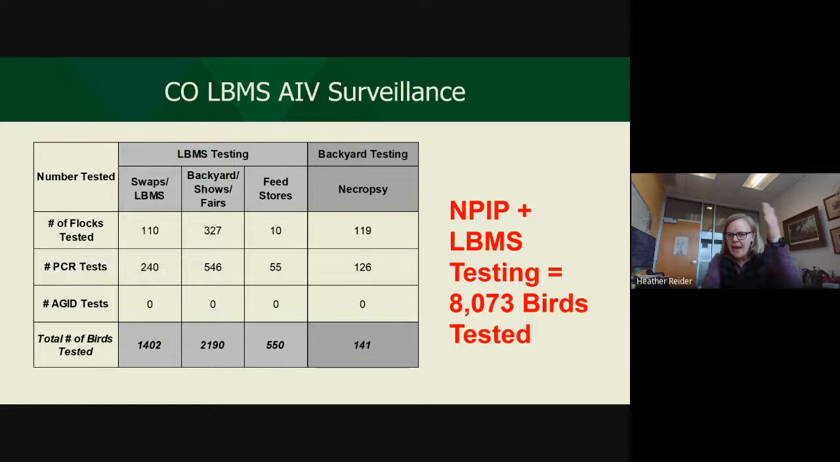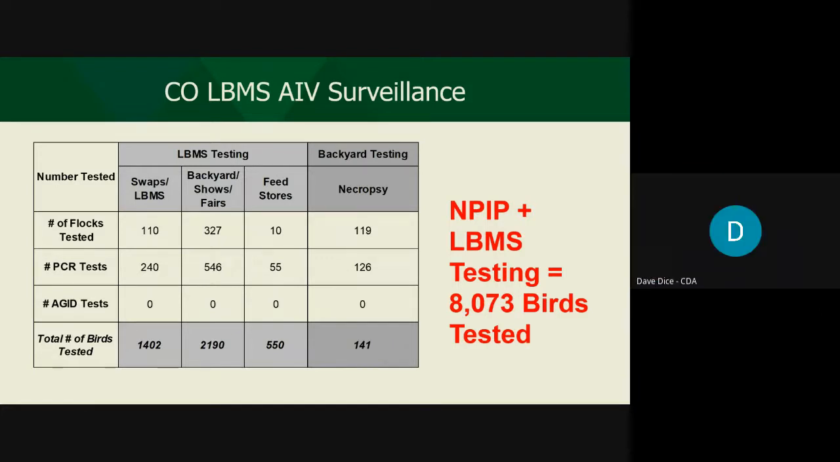Just to add it all up into one nice number with a bow on it, we've probably done over 8,000 birds tested this year with our cooperative agreement. So I think that's fairly decent within our program, given the size of our program. I think next slide. I kind of forget if there is any more. That's the last one.